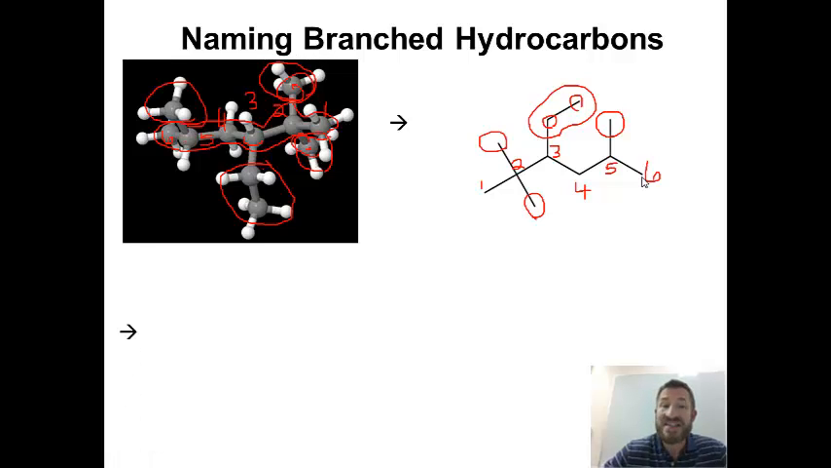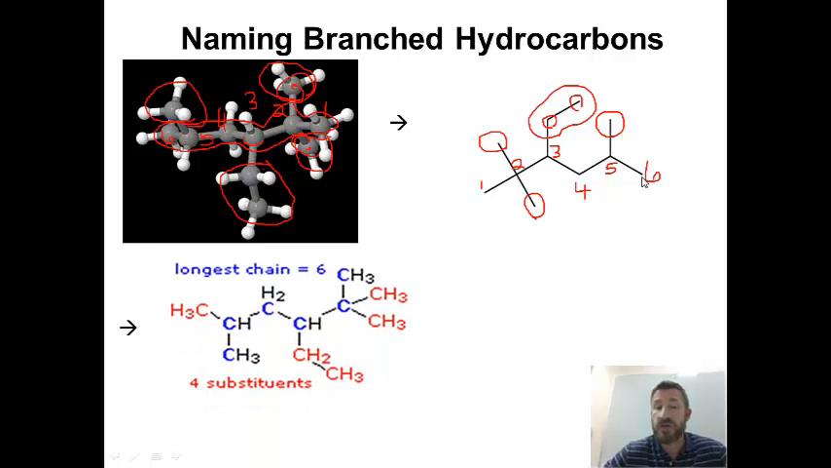What we want to do is name these substituents in order. So we see the longest chain has 6 carbons. And then there's actually 4 substituents. Now notice it doesn't matter if we call this carbon number 1 or this carbon number 1. But we want to start numbering from the side with any branches. So we'll say this is carbon number 1, this is carbon number 2, this is carbon number 3, carbon number 4, carbon number 5, and then carbon number 6.